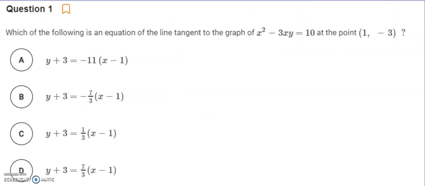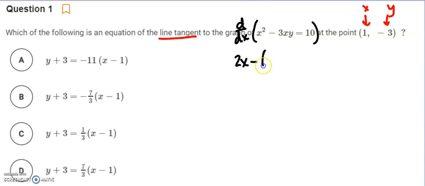So here we go. Question 1. Which of the following is an equation of the tangent line? Well, the equation of the tangent line, we need a point and a slope. Looks like I already have my point x, y, so I need to find my slope by taking the derivative with respect to x. So this is going to be 2x minus, product rule is going to say first times the derivative of the second plus the second times the derivative of the first, and then the derivative of 10 is 0.